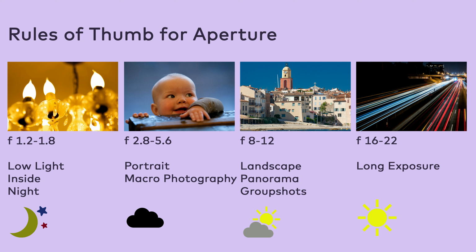Apertures between 2.8 and 5.6 and sometimes up to 8.0 can be used very well for portraits, so that the face is sharp and the background is not sharp. Also in macro photography, photographing very small things such as insects and flowers, a shallow depth of field can be beautiful. For landscapes and panoramas, it is important that the photo is in focus from front to back, and you need small apertures, which are between f8 and f12.